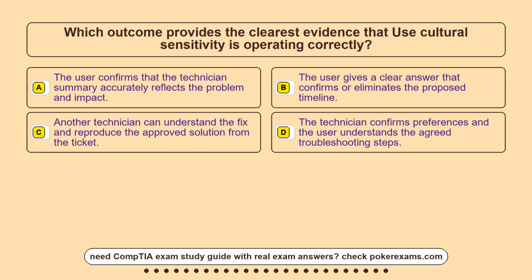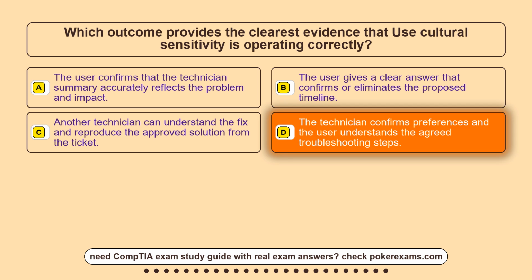Question 6. Which outcome provides the clearest evidence that use of cultural sensitivity is operating correctly? Option A. The user confirms that the technician's summary accurately reflects the problem and impact. Option B. The user gives a clear answer that confirms or eliminates the proposed timeline. Option C. Another technician can understand the fix and reproduce the approved solution from the ticket. Option D. The technician confirms preferences and the user understands the agreed troubleshooting steps. The correct answer is option D.